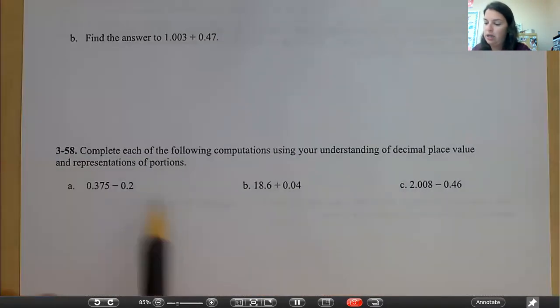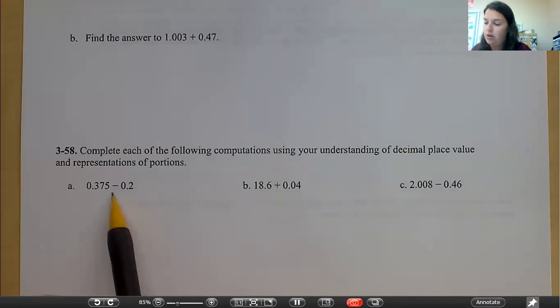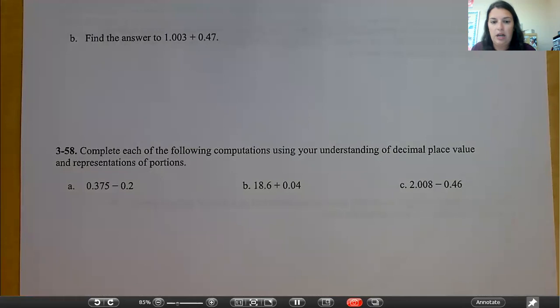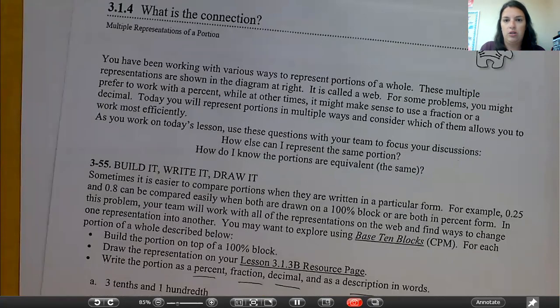Finally, when you're done with that question, you are going to come over to 358. It is just simplifying, adding and subtracting decimals. You have 3 problems to do with that. This is going to be something that I check when you come back. So if you have any questions, please email me. Other than that, that is your lesson for today.